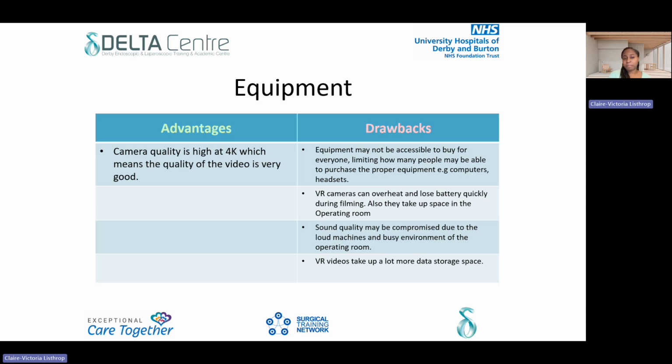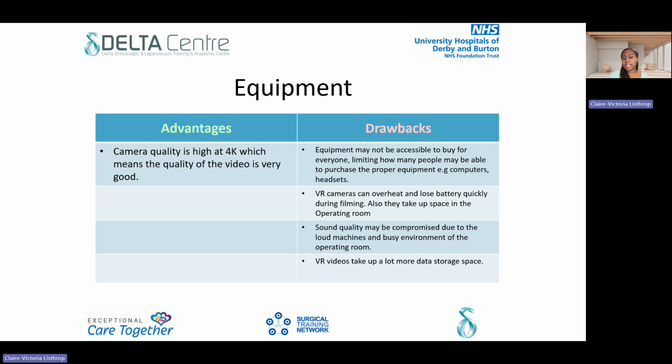Another area is equipment. An advantage is the camera quality is high. During the past month, we were using VR cameras that had a resolution of 4K, which means the quality of the video was very good. However, the drawbacks of equipment is it's not accessible for everybody to buy. Also, the VR cameras can overheat and lose battery very quickly. And in a surgical setting, this is not ideal.